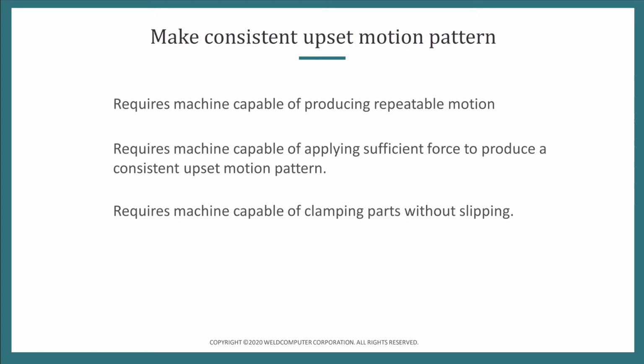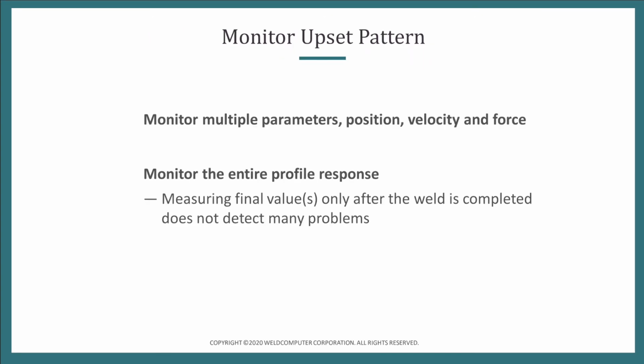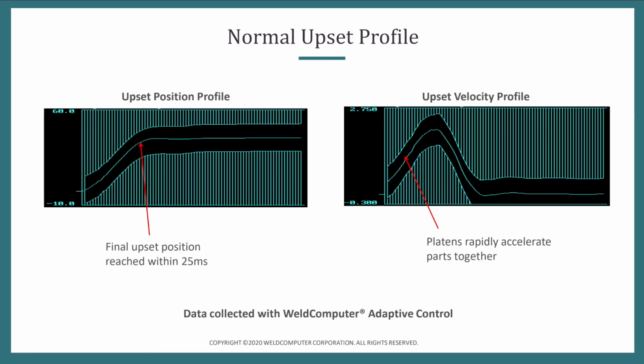So now this also requires a machine that's capable of producing repeatable motion, in order to make a consistent upset as you're entering into the upset part, and as we already discussed, having clamps that don't slip. It also helps, in order to know what happened afterwards, to be able to monitor the upset pattern. And as we discussed earlier, you have to monitor the entire profile response, because monitoring final values alone isn't going to give you the entire picture.